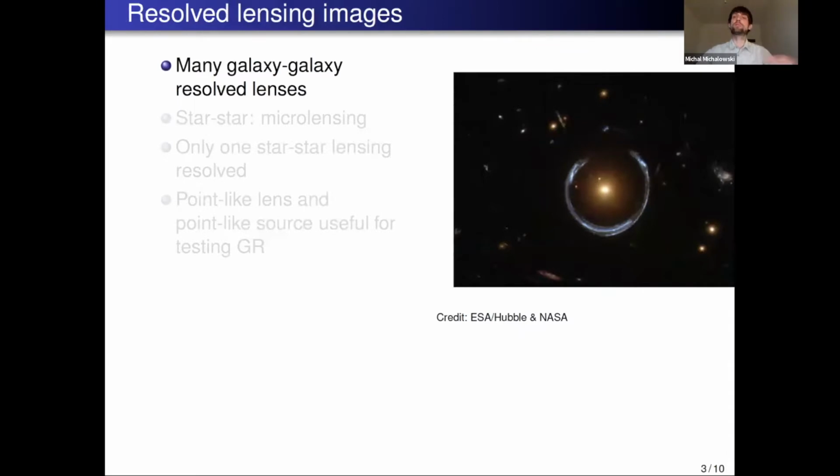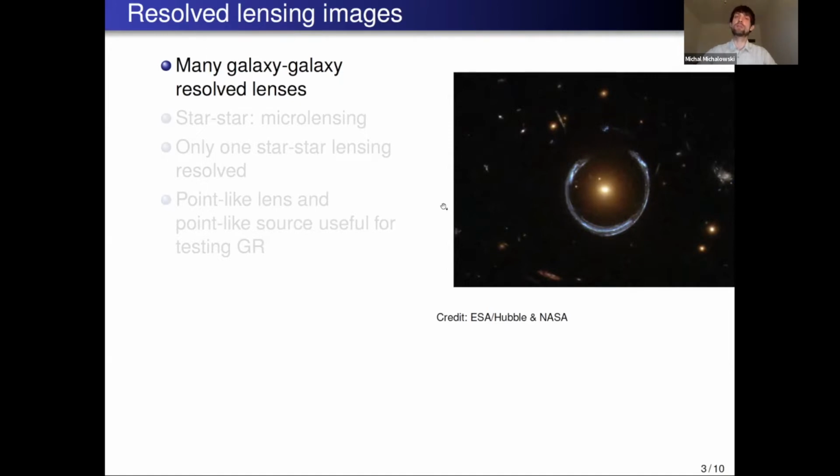So we have a lot of examples of galaxy-galaxy lenses. One example is shown here, which are quite good for many purposes, including measuring the masses and some cosmological applications. But in this case, both the lens and the background source are not point-like, they are quite complex and non-uniform. So it may be a bit difficult to do everything that lensing can provide.